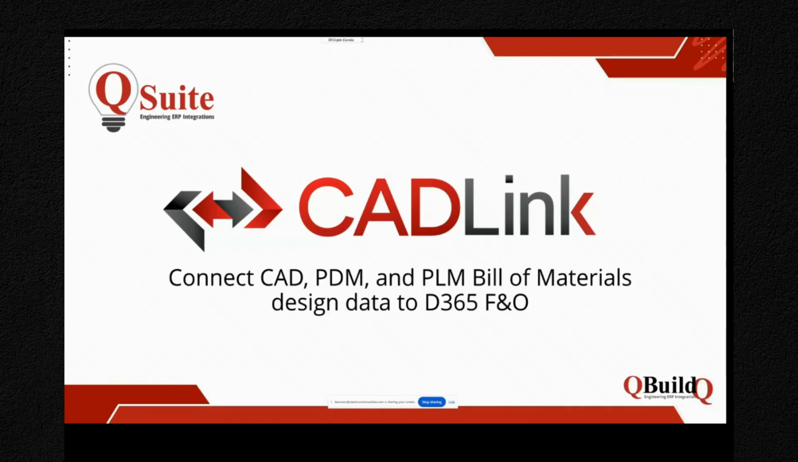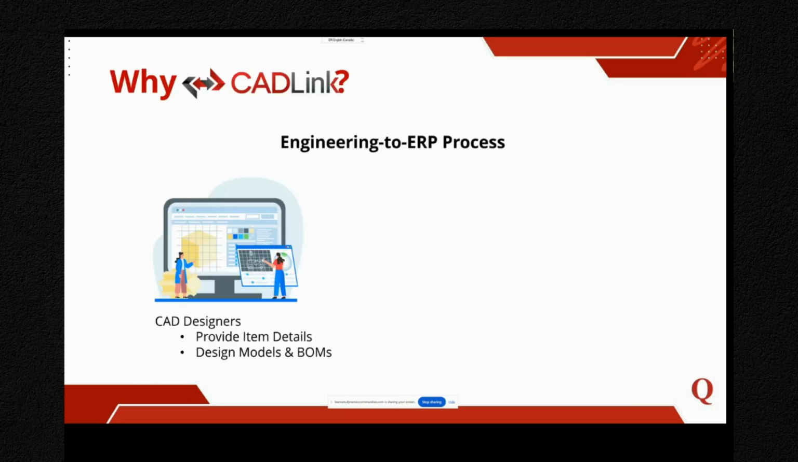Now, focusing on CADLink, which connects your CAD, PDM, and PLM bill of materials and design data to F&O. We'll take a look at how it does that in a second, but the main takeaway here is this is done directly from the actual CAD, PDM, and PLM system itself without any reason to open F&O. So all the engineers can update their bill of materials from the software they're most comfortable with.